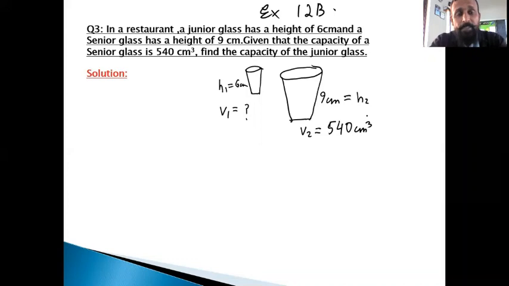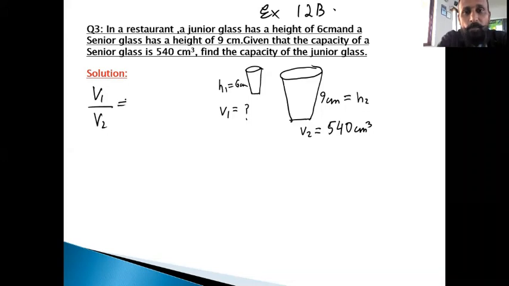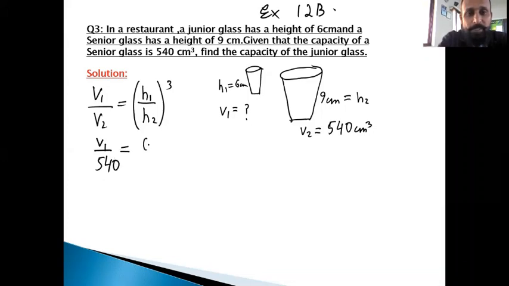Given that the capacity of the senior glass is 540 cm cube, find the capacity of the junior glass, that is V1 is required. So we have learned this formula, V1 upon V2 equals height, H1 upon H2, the whole cube. So let's plug in these values. We don't have V1, it's unknown, but we have V2, 540, equals H1, that is 6 upon 9, the whole cube. You can simplify the bracket, 3 2s are 6, 3 3s are 9.